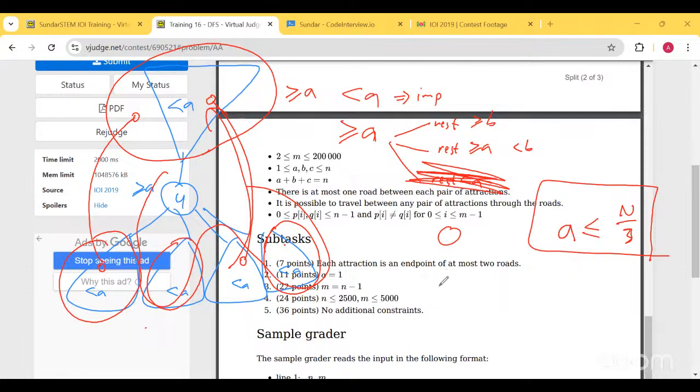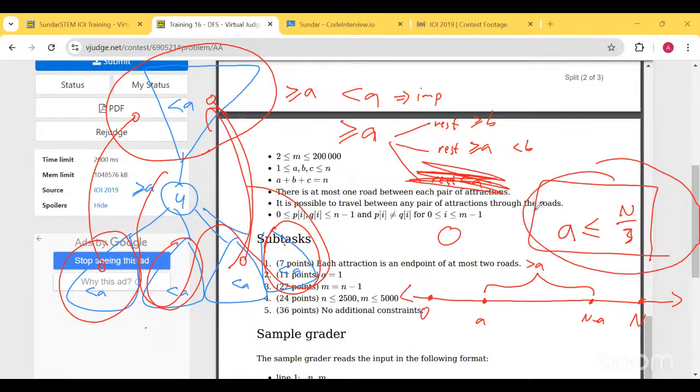All right, so let's create a number line, for example, a number line from 0 to n, and then let's make it a, and then this is n minus a. You know, the rest of it is always greater than a. Is it correct? Because a is less than or equal to n divided by 3. All right.